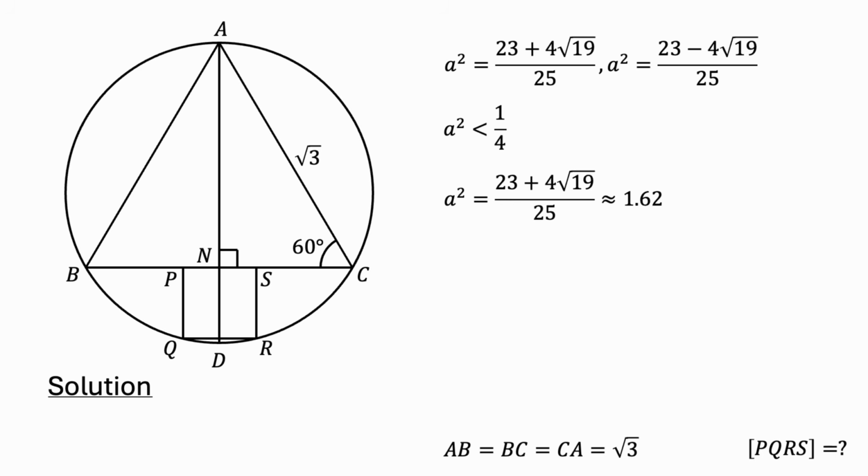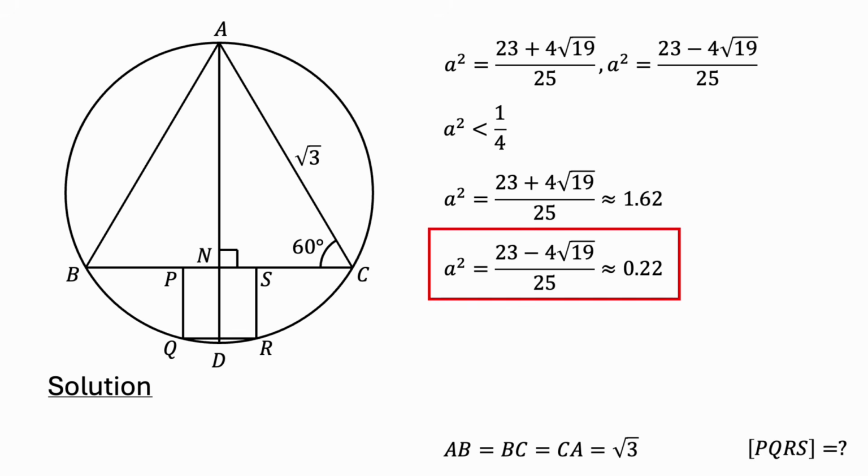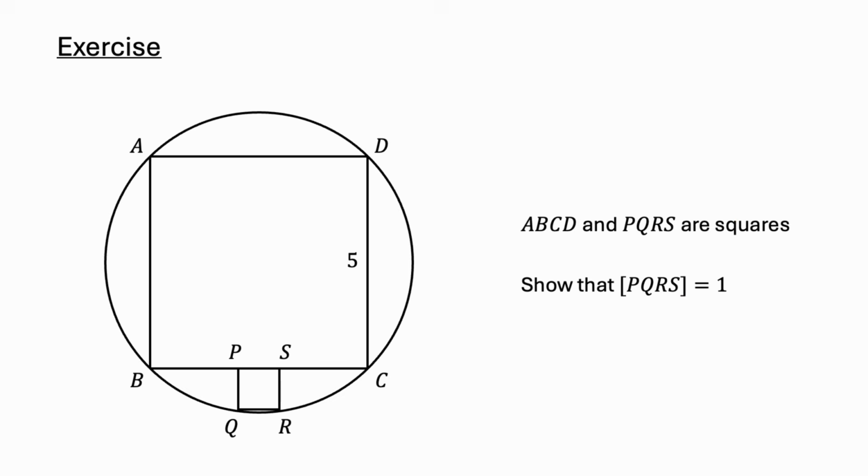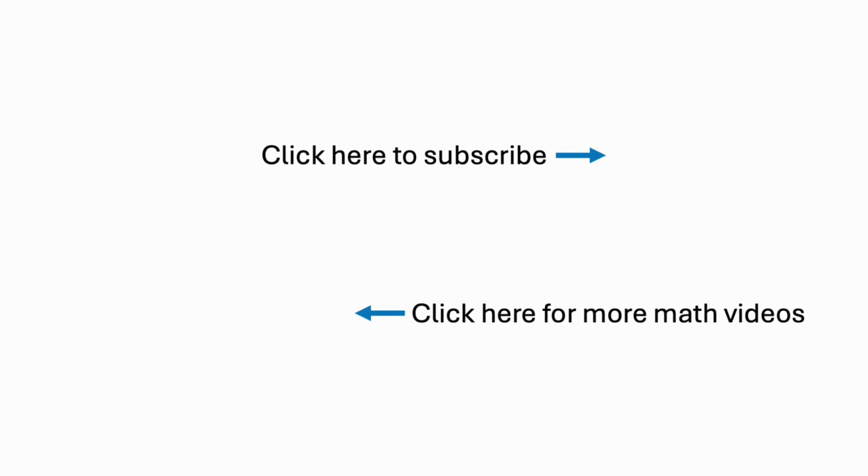Since 23 plus 4 square root 19 over 25 is approximately 1.62, and 23 minus 4 square root 19 over 25 is approximately 0.22, the area of the square is 23 minus 4 square root 19 over 25 square units. As an exercise, try to solve this problem and see if you can get the correct answer. This marks the end of the video.